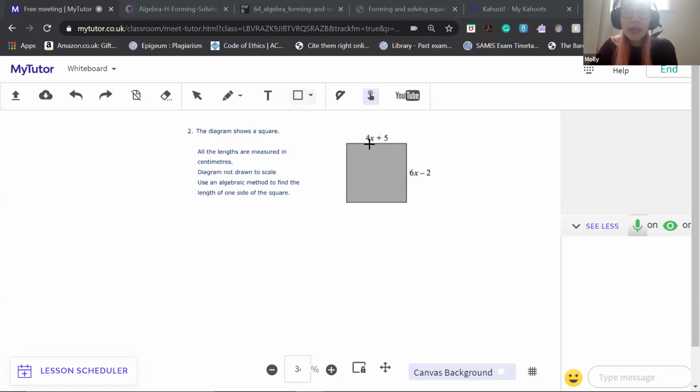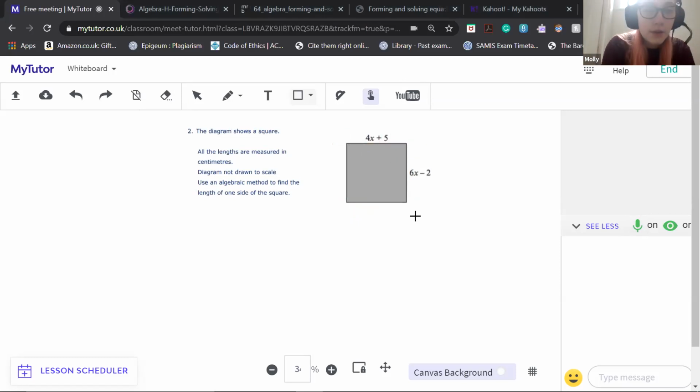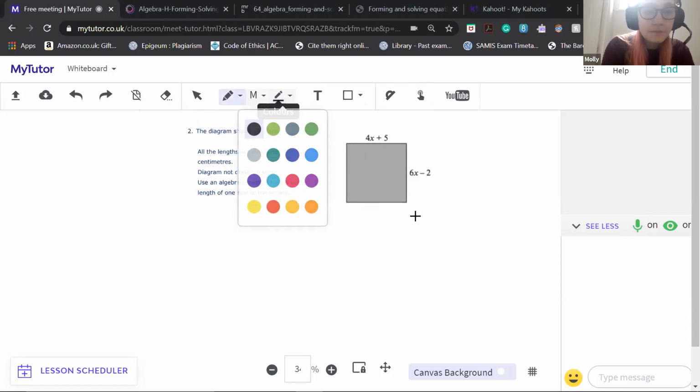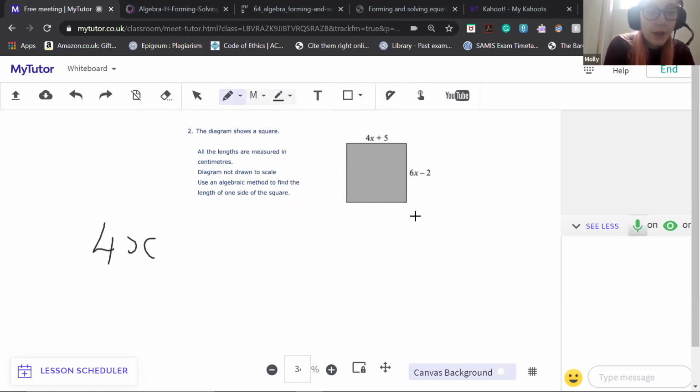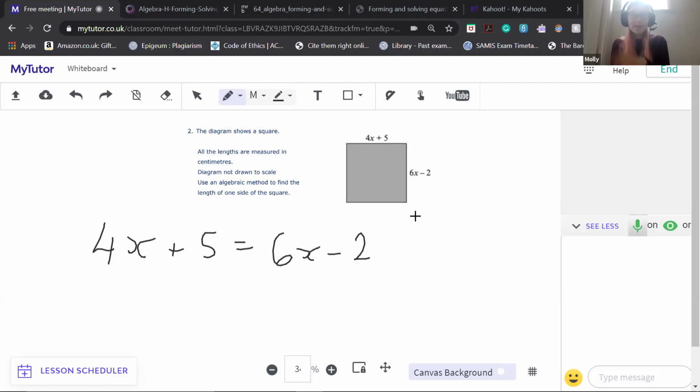So the thing to spot here, and this was similar to one of the questions in the Kahoot, is the fact that in a square, all side lengths are the same. So what that means is that this side length is the same as this side length. So what we can say is that 4x plus 5 is equal to 6x minus 2. And then we can go ahead and solve this equation.